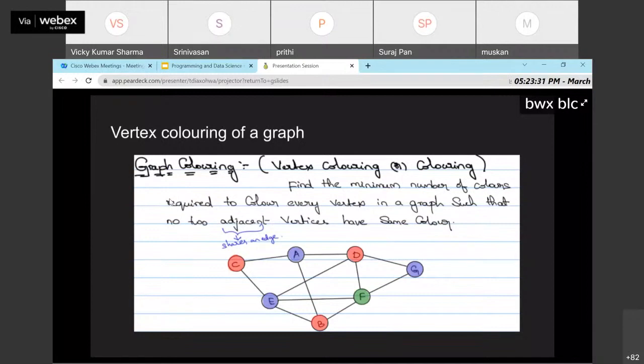Similarly, G shares an edge with D and F. So you can choose any other color which is different from D and F, because I cannot give G the red color since D has red, and I cannot give G the green color because F already has green. So I just have to give the purple color. So how many colors do I have? 3 colors. To solve this graph, I need 3 colors. So the vertex coloring for this is 3.